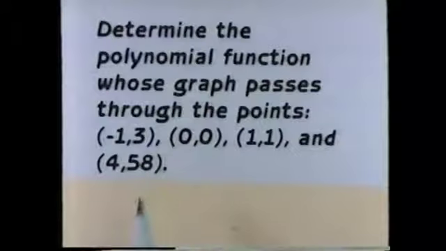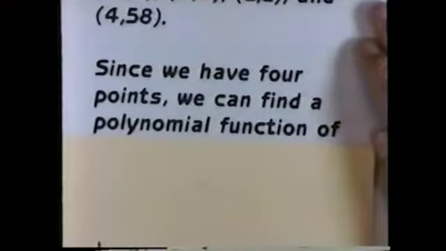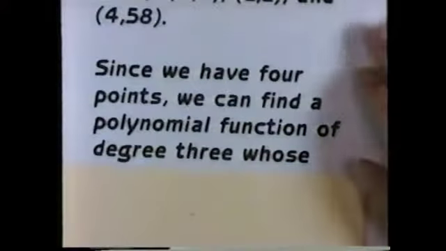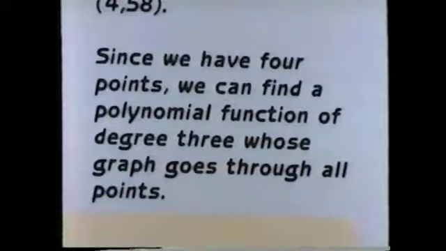Let's go back. If you know 2 points, you can determine the equation of a line. If you have 3 points, you can determine the parabola. So if you have 4 points, you can determine the cubic, or the third degree polynomial, that would go through all 4 points. So since we have 4 points, we can find the polynomial function of degree 3 whose graph goes through all points.